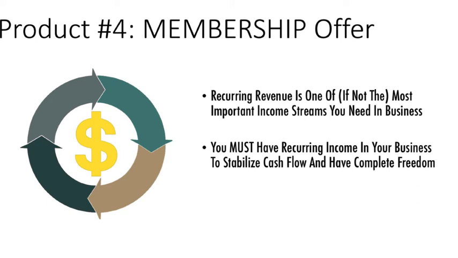This is true passive income where you have done the work one time and you're getting paid for it over and over and over again. So you must have recurring income in your business so that you can stabilize cash flow. And this leads you to automating your business and becoming free.